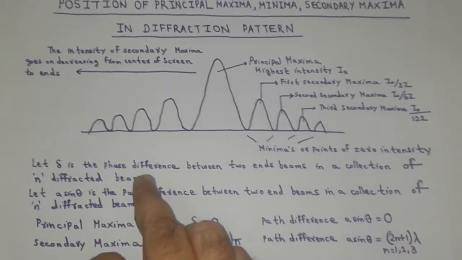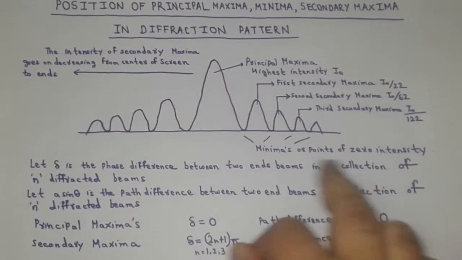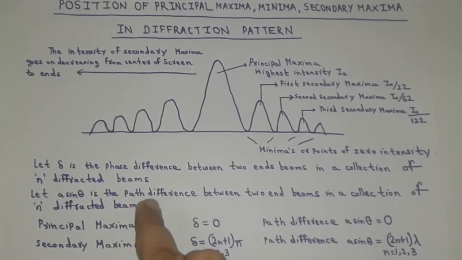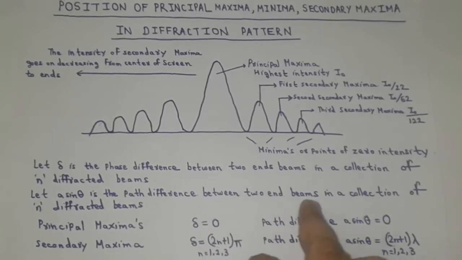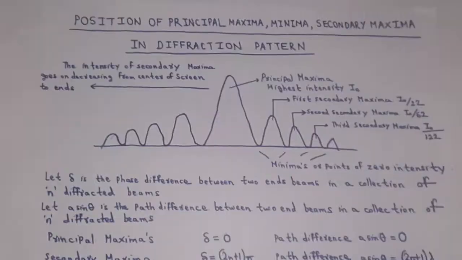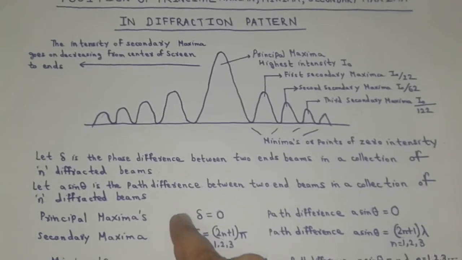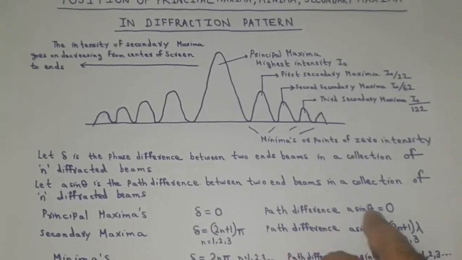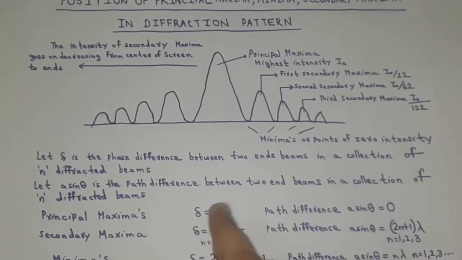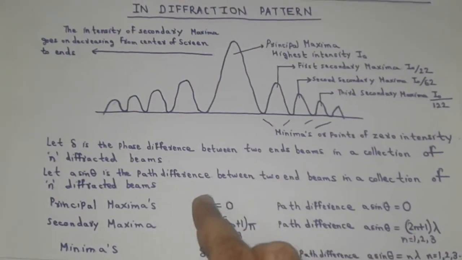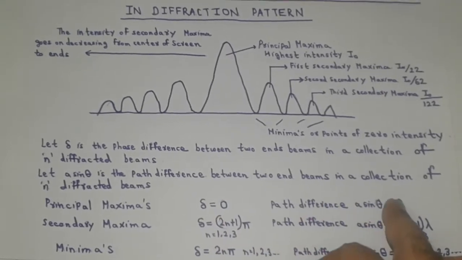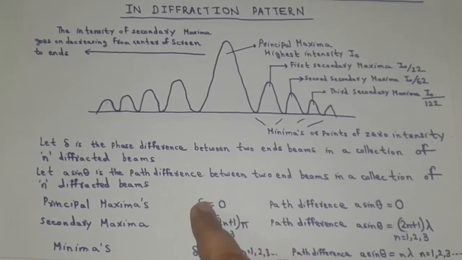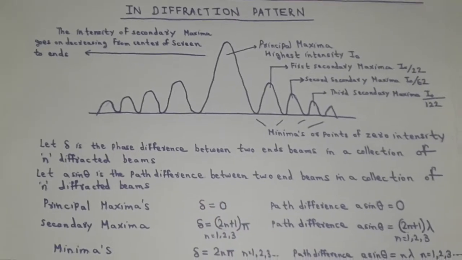Let delta be the phase difference between two end beams in a collection of n diffracted beams. Let a sin theta be the path difference between two end beams in a collection of n diffracted beams. Principal maxima is formed by the undiffracted beams which have a path difference 0 and a phase difference 0. Since the path difference between undiffracted beams is 0, it is always formed at the center of the screen where the beams meet in the same phase.